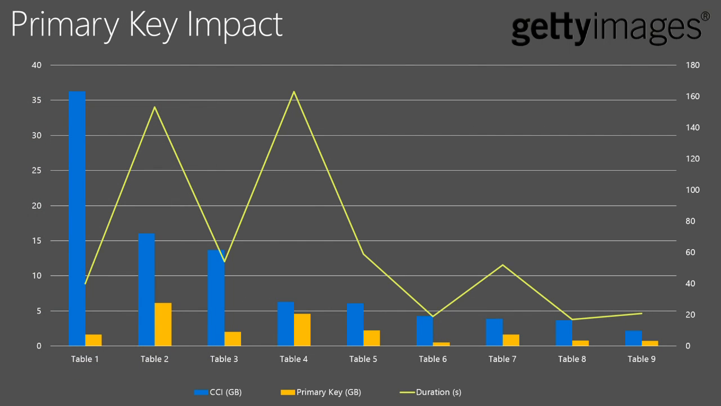The left blue bar represents the clustered Columnstore index size. The gold bar in this case is the unique non-clustered index, the primary key, basically, that we were creating. And then the green line is the duration in seconds it took to create the unique non-clustered index.